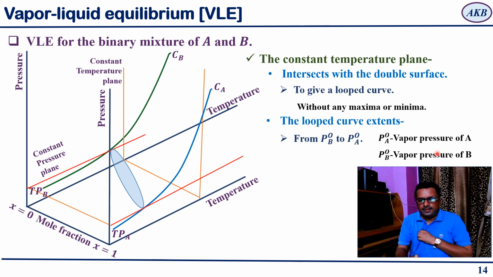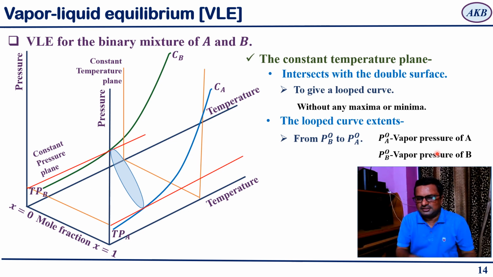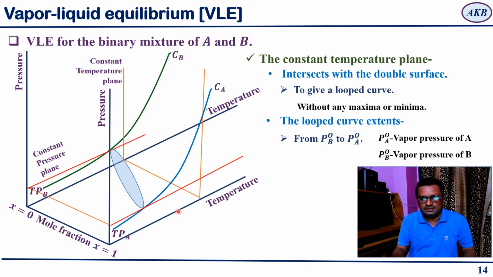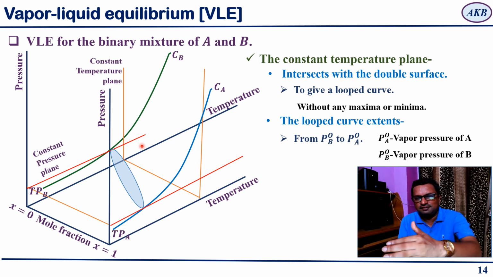So when you have the loop curve obtained at constant temperature, it is constant temperature equilibria, and it is very easy to understand that. And when you have the loop curve obtained through intersection of the constant pressure plane with the double surface, that will represent constant pressure equilibrium. Again, that is very easy to understand. Instead of discussing the three-dimensional plot, it is better to study the loop curves. So we have constant temperature equilibria and constant pressure equilibria.